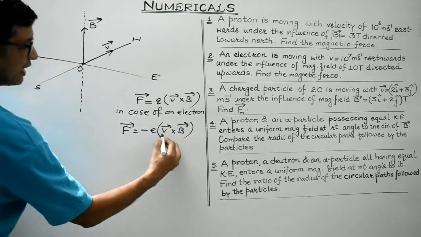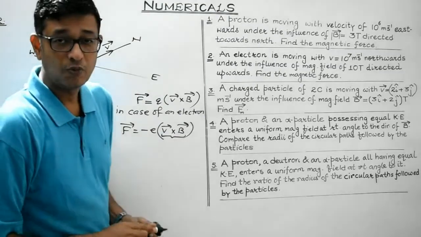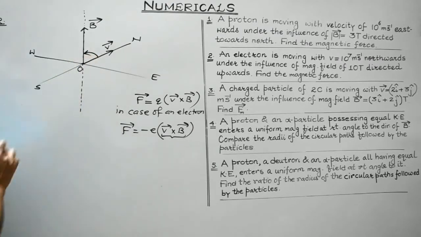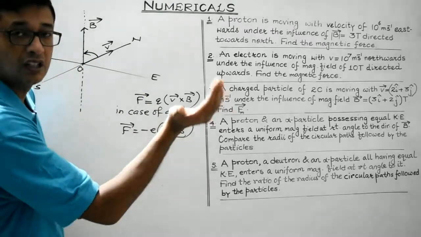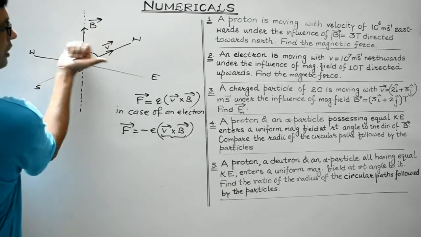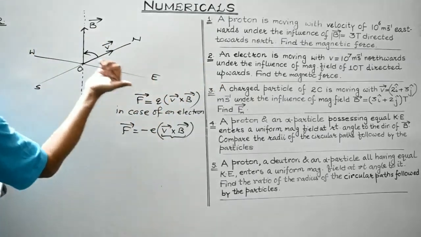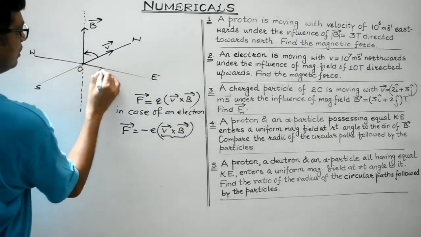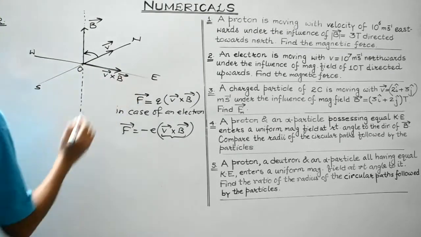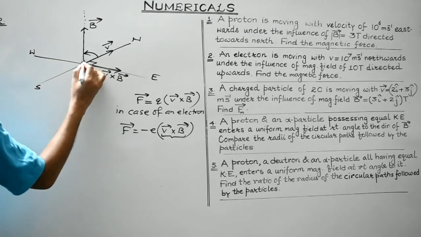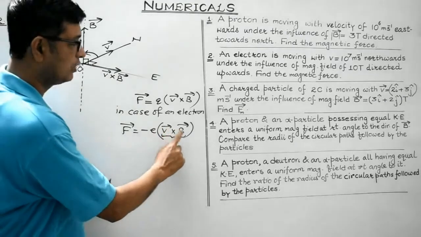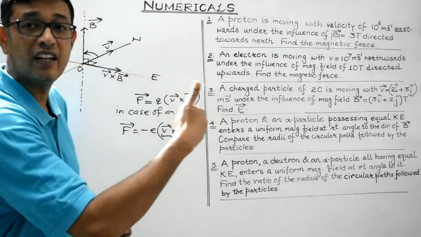So let's find the direction of v cross B. This can be found by using the right hand thumb rule. The fingers should curl along the direction from v vector to B vector, right? This is how. So it is directed towards east, isn't it? It is directed towards east. So this will be the direction of v vector cross B vector. It is perpendicular to both v vector as well as B vector. Again I repeat, students, the direction of v cross B is given by the right hand thumb rule.